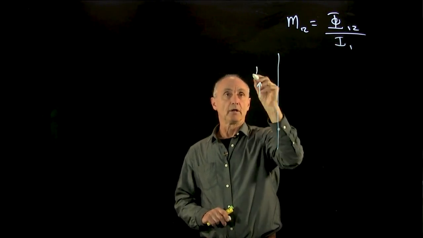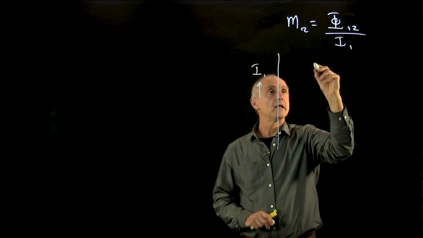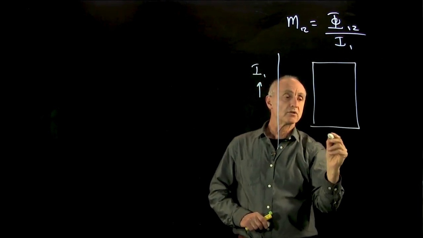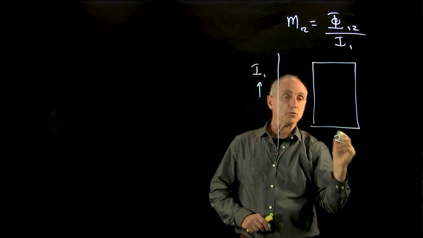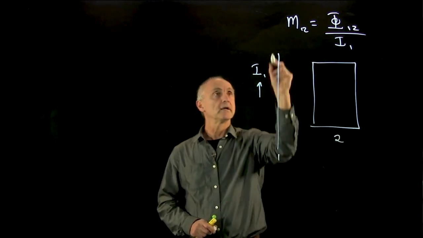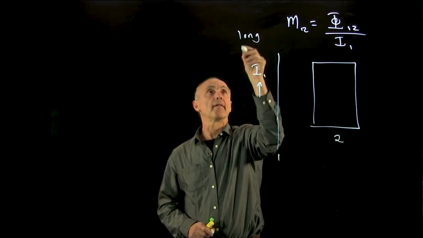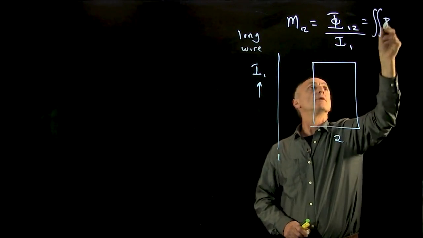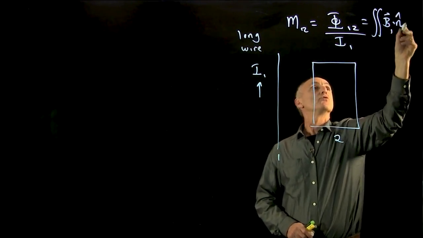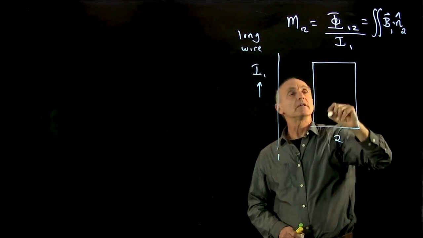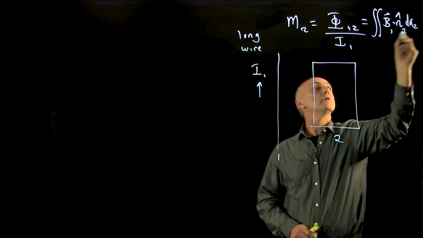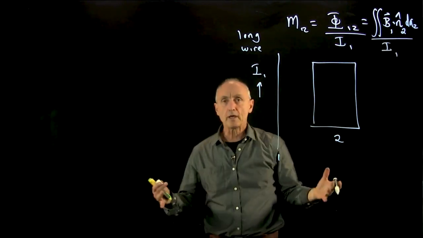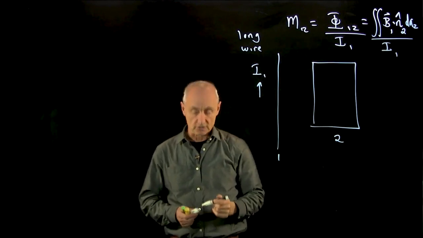Suppose I have a wire, I1, and situated out here is my other element. This will be, if you like, element 2. So the wire is 1, and this is a very long wire. According to our idea, the mutual inductance is equal to the magnetic field due to wire 1 integrated over element 2, divided by the current in wire 1. So how do I calculate this mutual inductance?